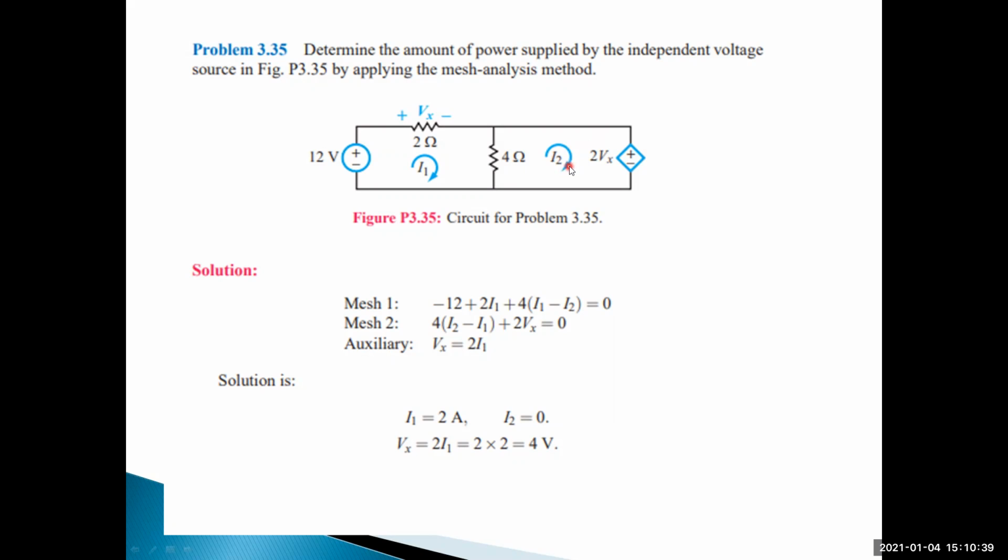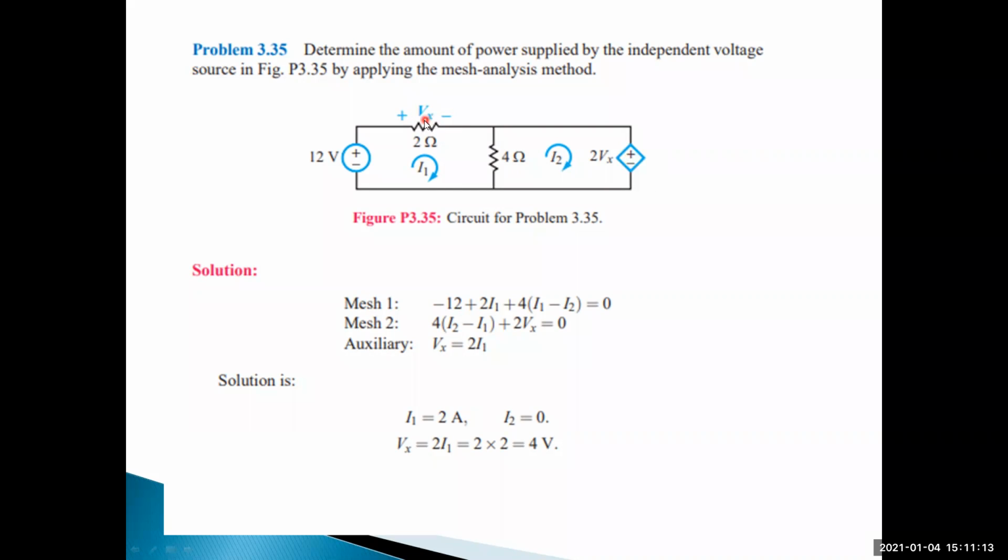Okay. Understood. And then mesh 2, 4 into I2 minus I1, because this element is interlinking loop 1 and loop 2. This resistor into I2 minus I1. This current is in this direction, this current in the downward direction. That's why 4 into I2 minus I1. And then plus 2Vx, entering positive. Now here entering negative, that's why minus 12. Entering positive, that's why plus 2Vx is equal to 0.